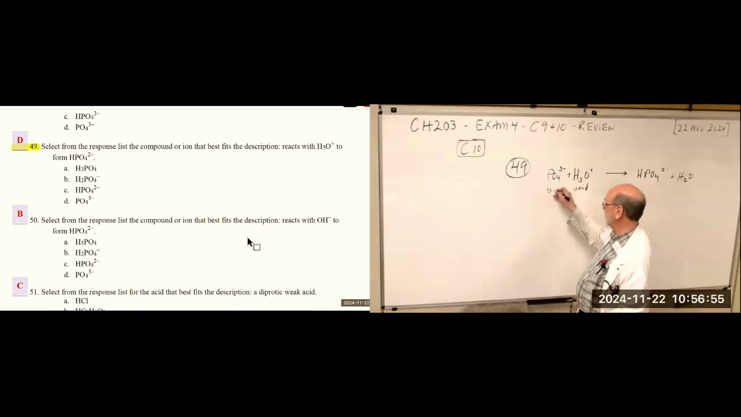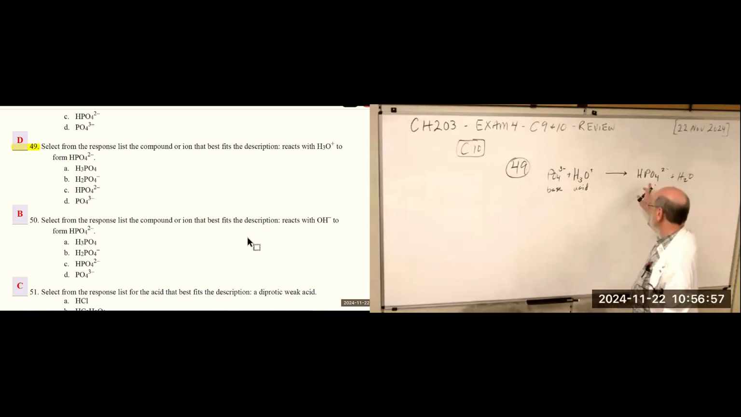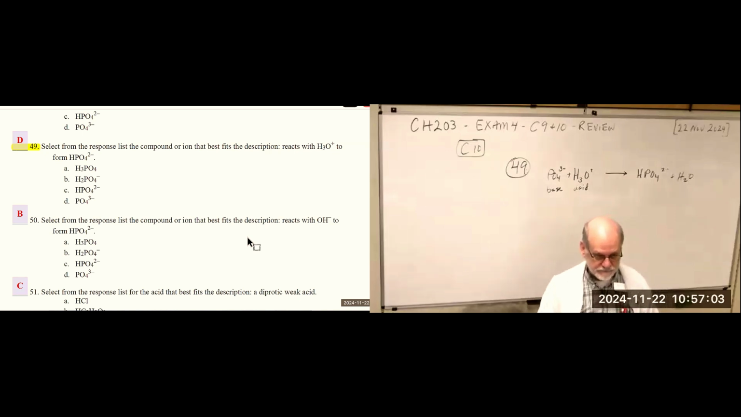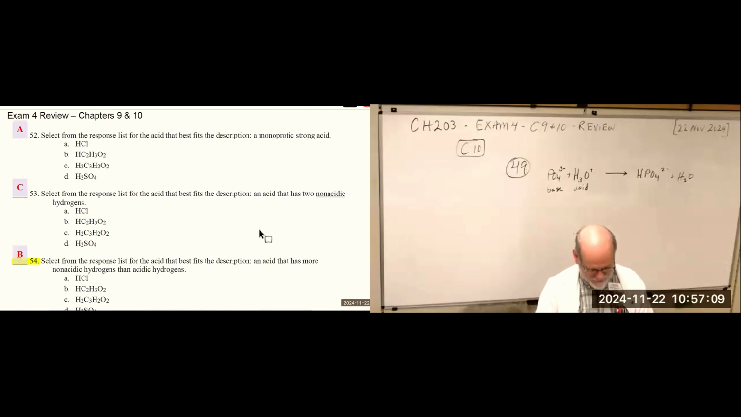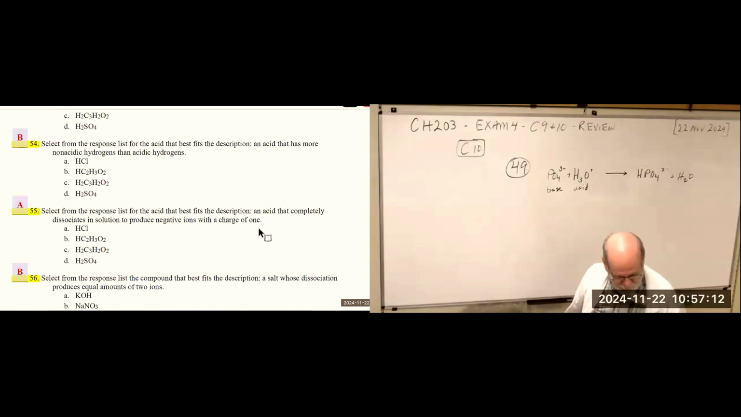So this is the base for the reaction. Gives you the conjugate acid. So PO4 3-, D, would be the correct answer. Everybody see how I did that? Okay. 54.